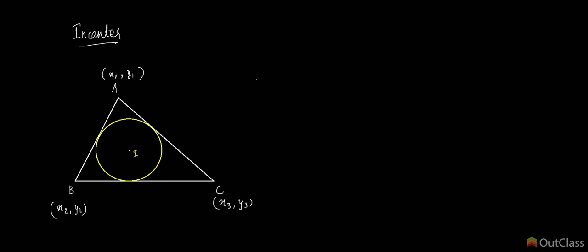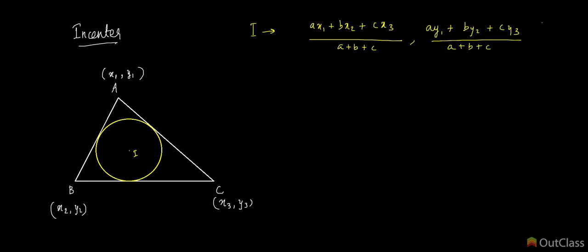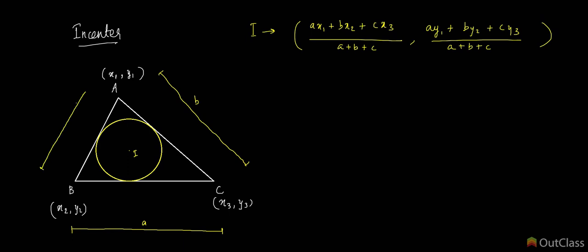Let's look at the incenter. As we have discussed in the Euclidean geometry chapter, the incenter is the center of the incircle, which is the circle inscribed inside the triangle. There's a direct formula for this. The coordinates of I, the incenter: the x coordinate is (a x1 plus b x2 plus c x3) by (a plus b plus c). The y coordinate is (a y1 plus b y2 plus c y3) by (a plus b plus c), where a is the length of the side opposite x1, y1, b is the length of the side opposite x2, y2, and c is the length of the side opposite x3, y3.